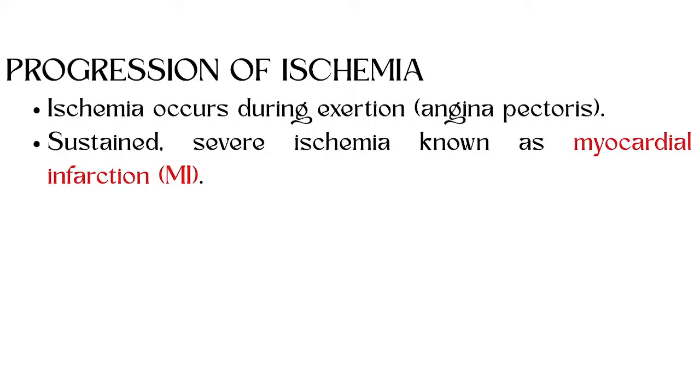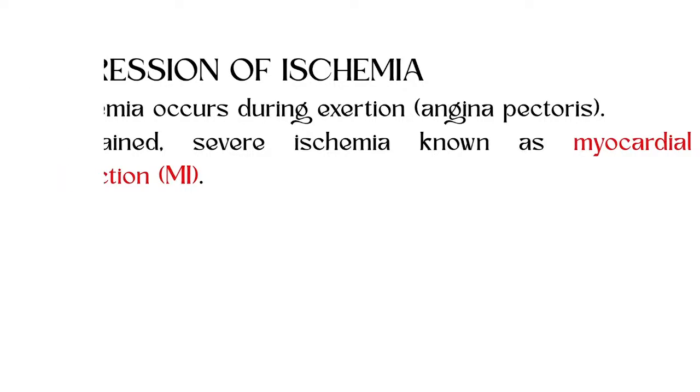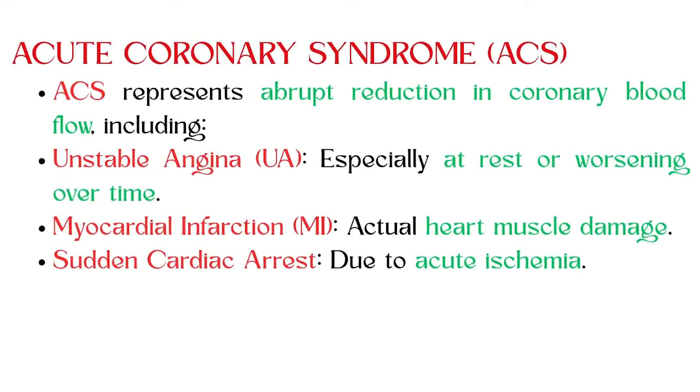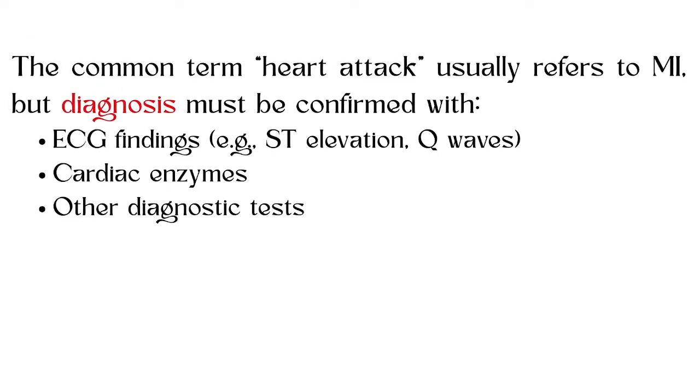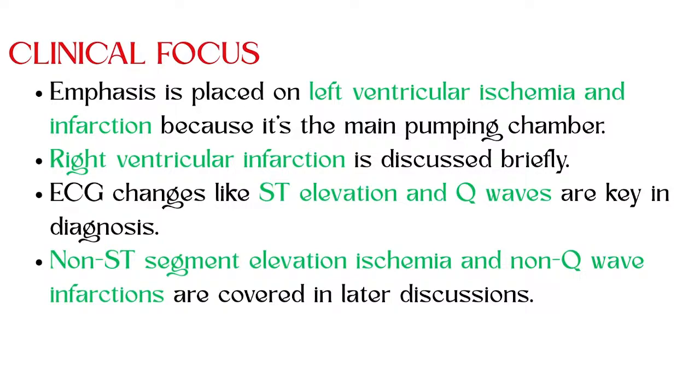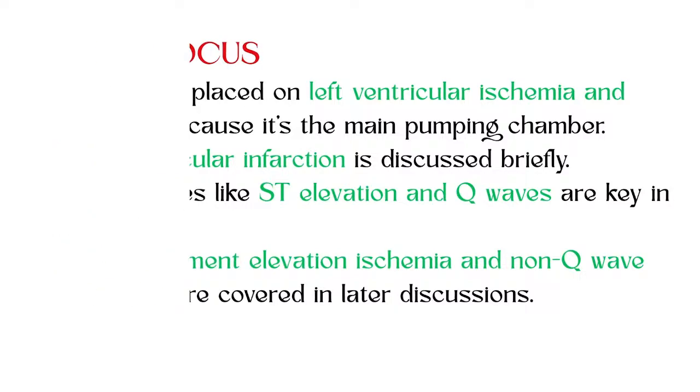Transient ischemia during exertion presents as angina pectoris. Sustained severe ischemia can cause myocardial necrosis, presenting as myocardial infarction. Abrupt disruption in coronary blood flow, along with unstable angina, myocardial infarction, or sudden cardiac arrest, represents acute coronary syndrome. The diagnosis of MI is confirmed with ECG, cardiac enzymes, and other diagnostic tests. In this video, we will discuss the ECG changes which are seen in myocardial ischemia and infarction.